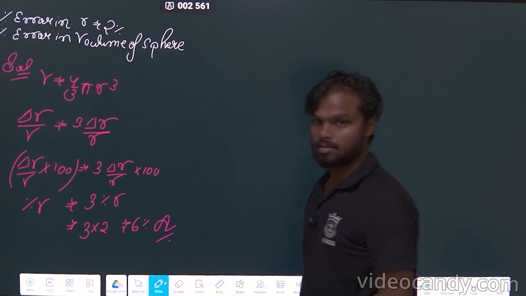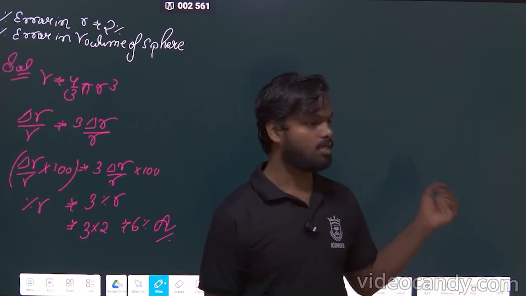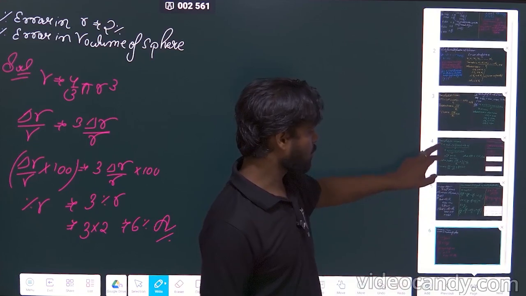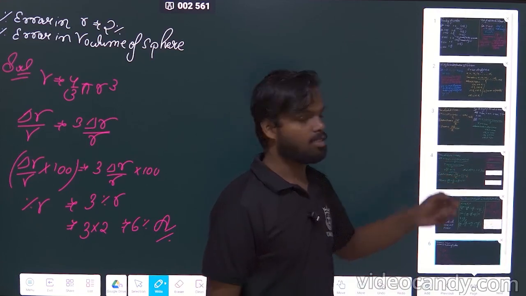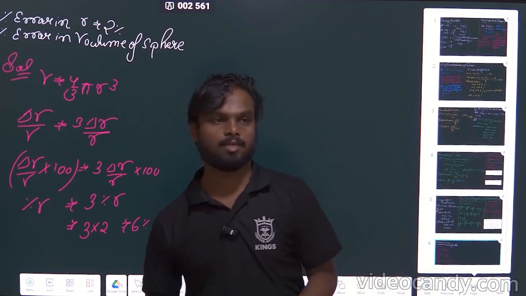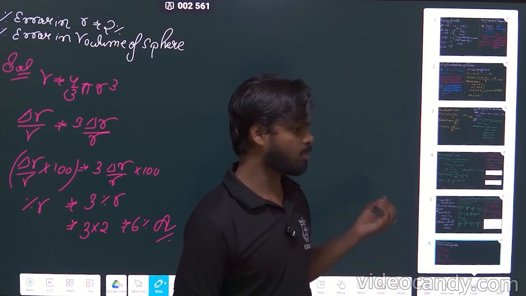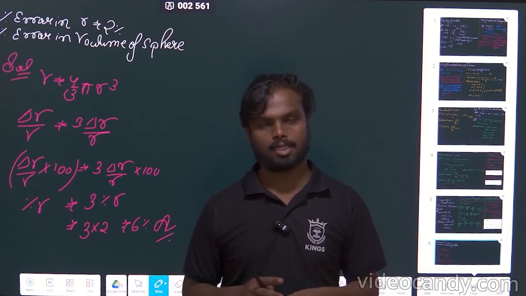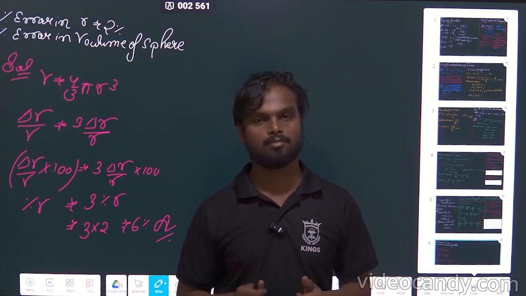Okay. So till now we have covered what error analysis is and how error propagates in addition and subtraction. Now in the next class we will discuss some more examples and then proceed toward the screw gauge and the vernier caliper. Okay, thank you, best of luck.